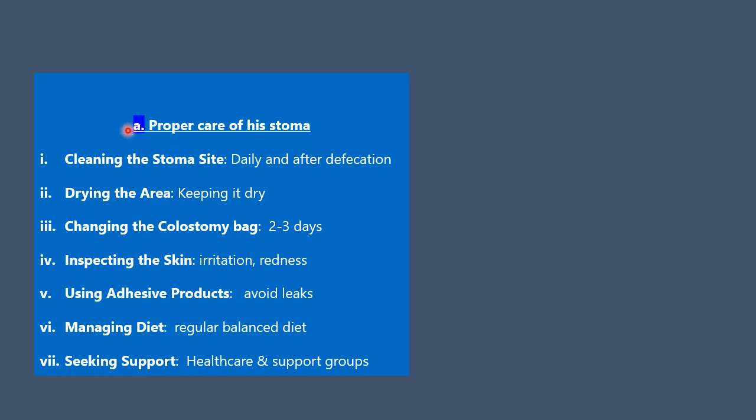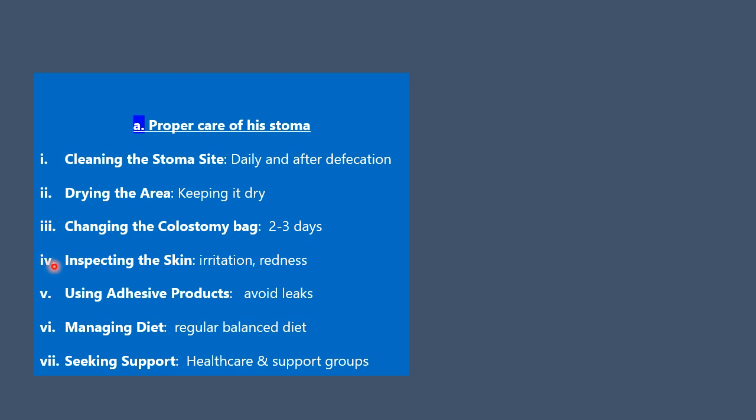Okay, the answer to this will be proper care of the stoma: cleaning the stoma every day, as frequently as possible, especially after a bowel movement. Second, drying the area, keeping the area around the colostomy as dry as possible all the while. Third, changing the colostomy bag. Change the colostomy bag in 2 to 3 days or whenever it is 2/3 full.